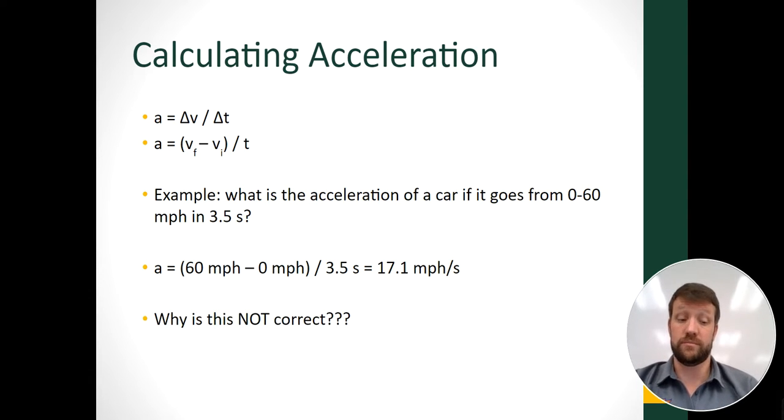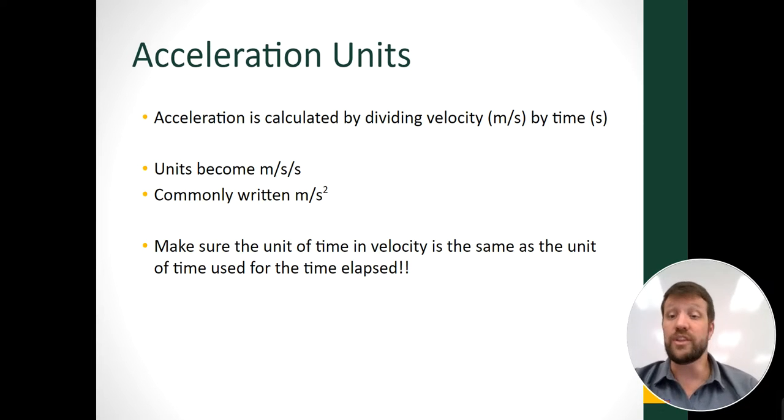What's wrong with that? And we'll expand much more about this soon, but the units for that are a train wreck. You can't have hours and seconds in the same unit there. This makes no sense. Okay, so the units for acceleration are important also. Acceleration is calculated by dividing velocity in meters per second by time in seconds. So the units become meters per second divided by seconds, or commonly written meters per second squared. Okay, those two terms mean the same thing. Please note that. You'll probably see the second one more commonly than the first.